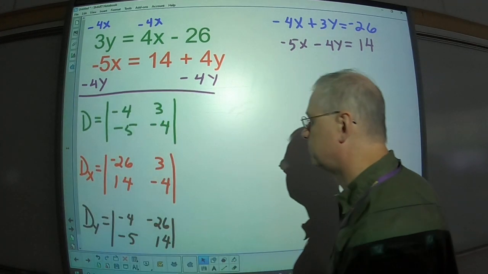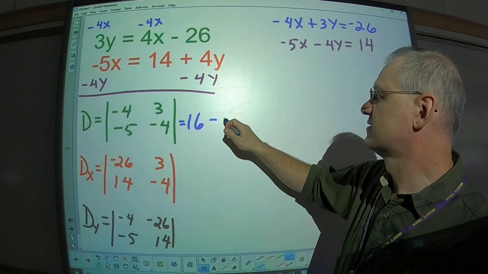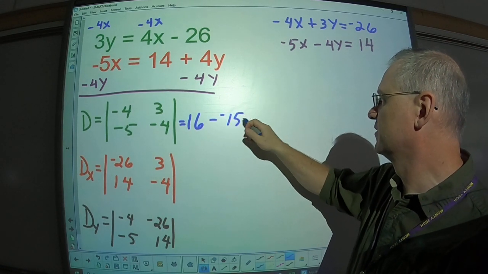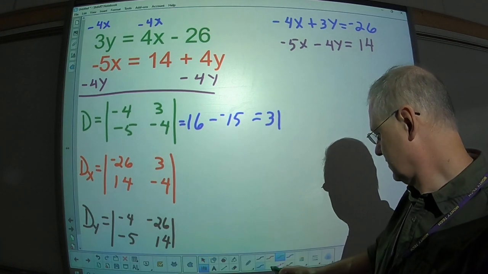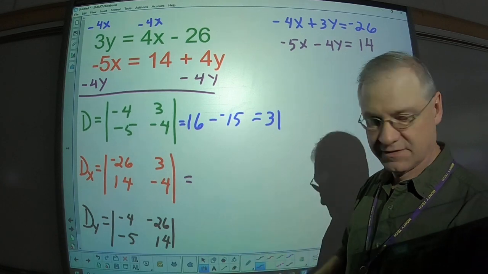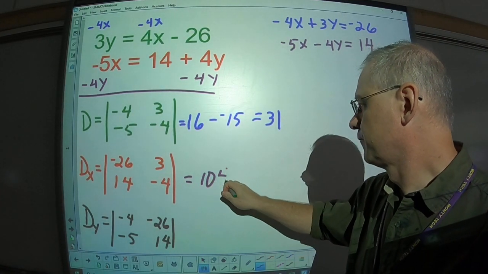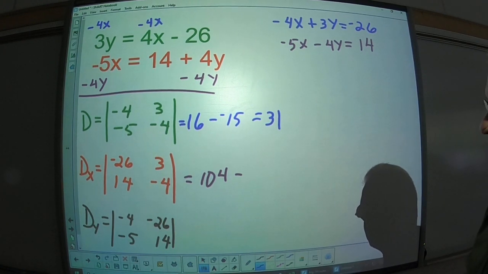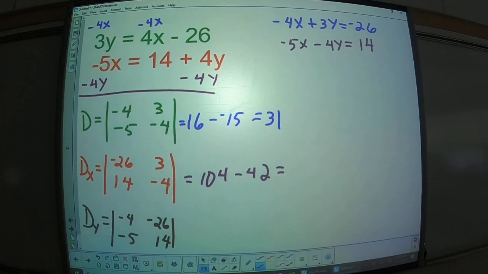All right, let's do these out. 16 minus negative 15. So it's plus positive, that'd be 31. All right, down here, let's see, 26 times 4, 104, minus 42. 62.